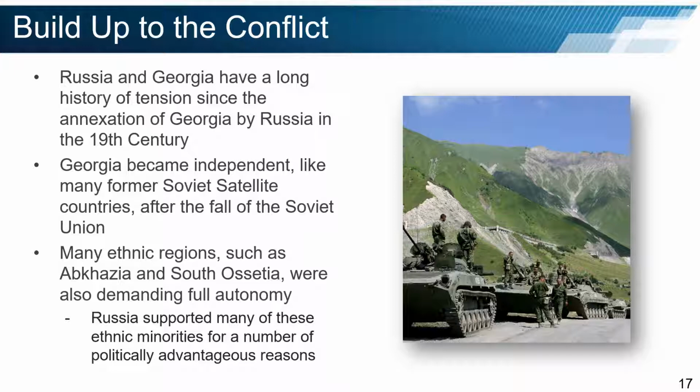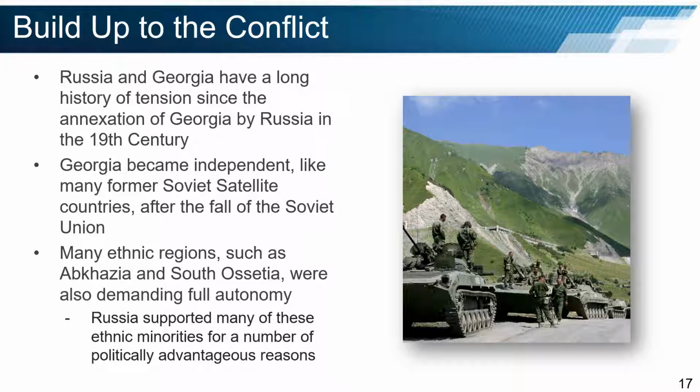Build up to the conflict. Russia and Georgia share a long history of differences that reach back to the annexation of Georgia to Russia in the 19th century and to the beginning of the Soviet Union in the early 20th century. These differences have been brewing ever since and have resulted in violent ethnic clashes. After the collapse of the Soviet Union in the early 1990s, Georgia became independent, like many former Soviet satellite countries.